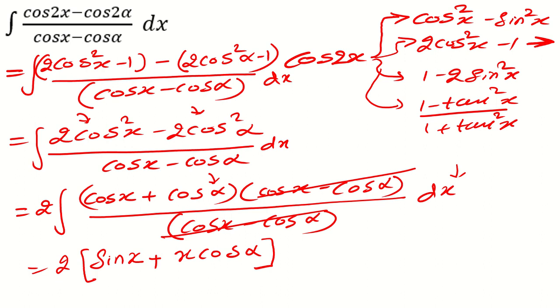For example, if you integrate 5, what will be the integration of 5? It will be 5x. Yes, 5 will remain the same and x will be multiplied. So the same here, cos alpha is a constant, so its integration will be x cos alpha, and no doubt you will write plus c also, where c is the constant of integration. So this will be the answer.